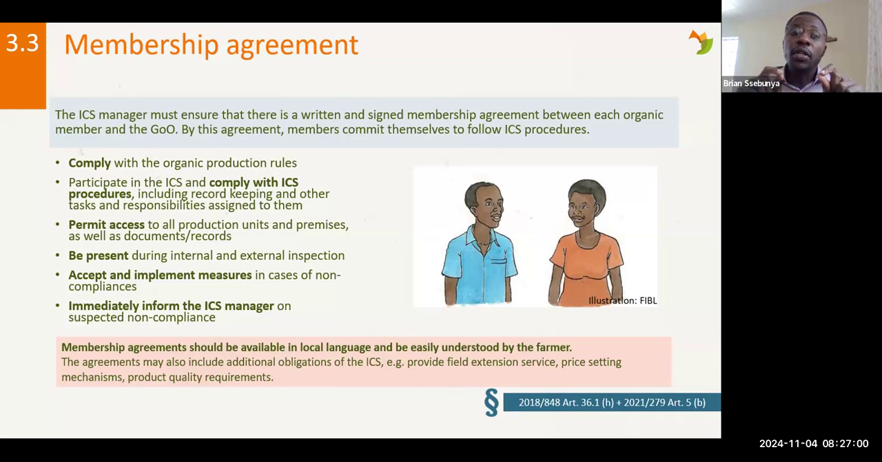In some cases, you can actually indicate also what they can use or what they can't use. So they should not use unallowed inputs, and you can list some of them so that they understand. So the do's and don'ts are literally included, because for example, permitting access is a do, being present is a do, accepting and implementing measures is a do, but the don'ts can also be included in the membership agreement.